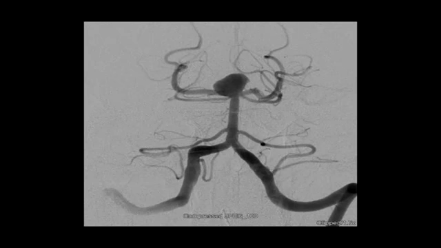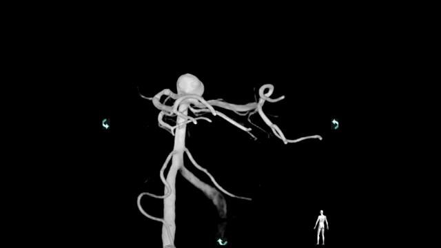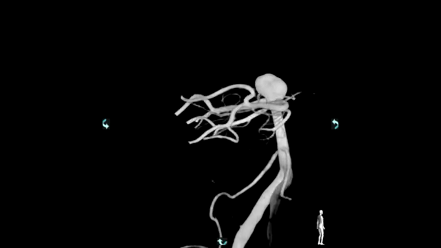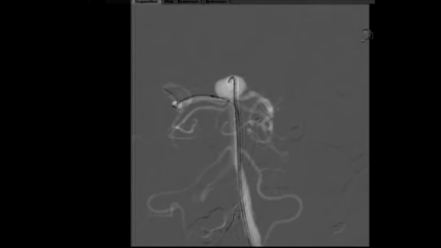We can see a wide neck, irregular basilar tip aneurysm. On the 3-dimensional angiography, we can see the same wide neck aneurysm. Our initial plan was to have a balloon-assisted coil embolization, having a balloon coming from the right vertebral artery and doing the coiling from the left side.